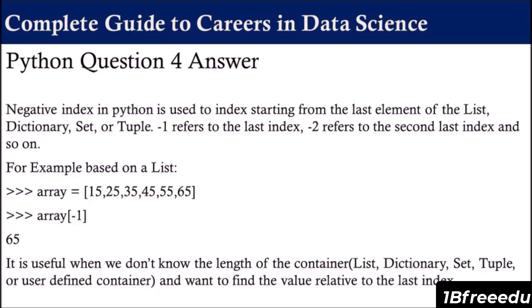Then array[-1] will return 65. Here 65 is the last element in the array. Therefore, -1 is used as a negative index to find its value. It is useful when we don't know the length of the container and want to find the value relative to the last index. Best of luck. I will see you at the next question.